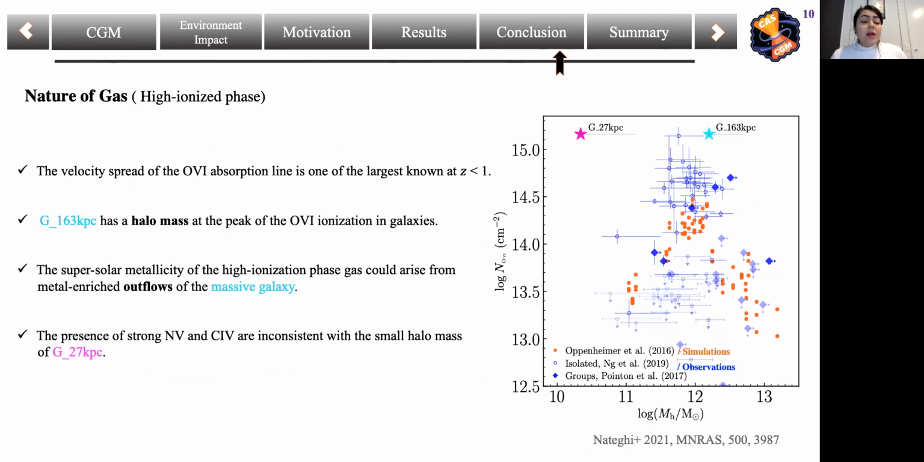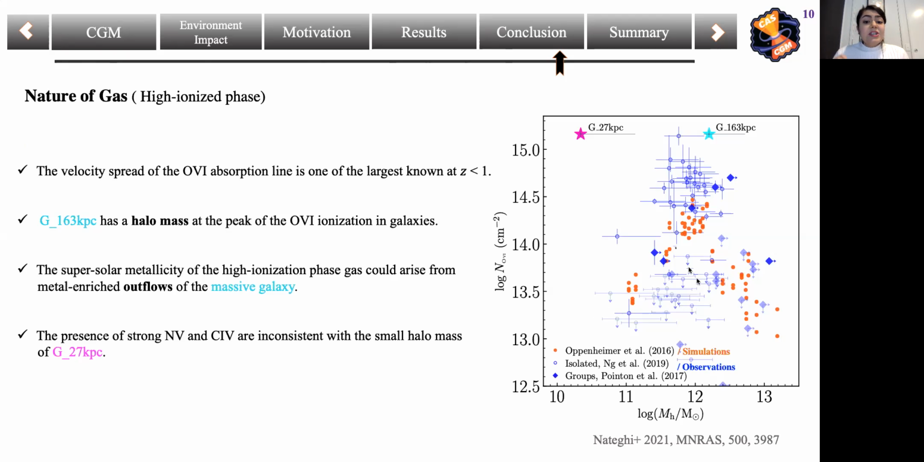We also put constraints on the possible origin of the high ionization phase of gas based on different evidence that I'm going to highlight the main ones here. This figure presents the distribution of oxygen-6 column density as a function of galaxy halo mass. This trend implies that the column density of oxygen is greatest around the halo mass of 10 to the 12, where the virial temperature of the halo is ideal for oxygen-6 ionization, and for lower and higher masses, the column density of oxygen-6 drops down.